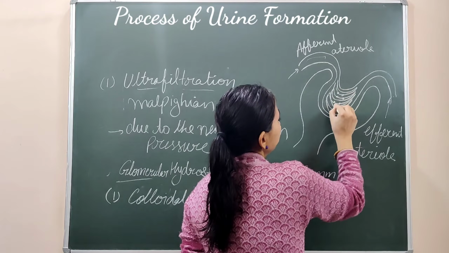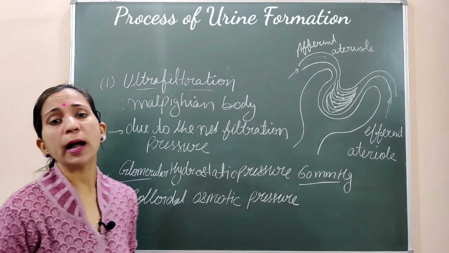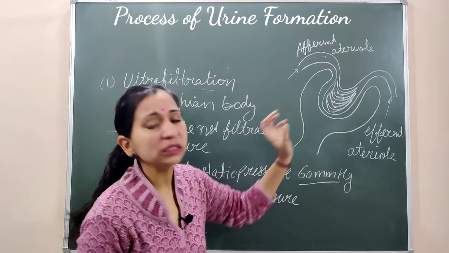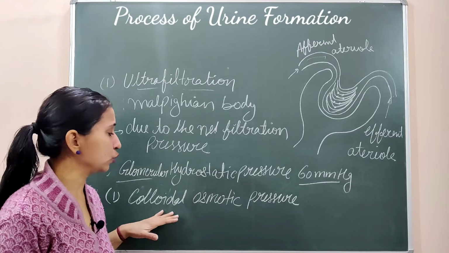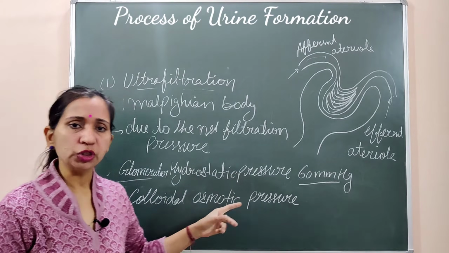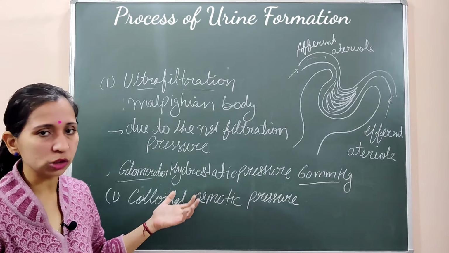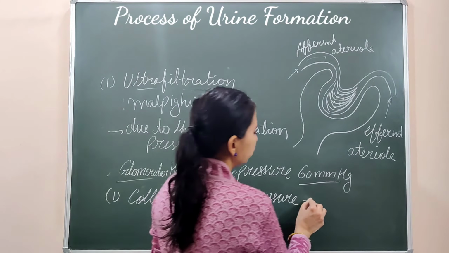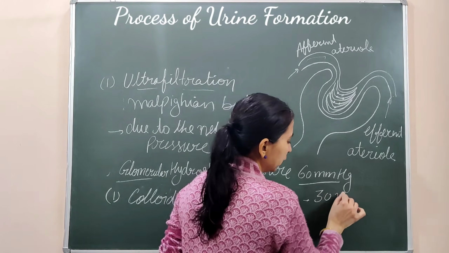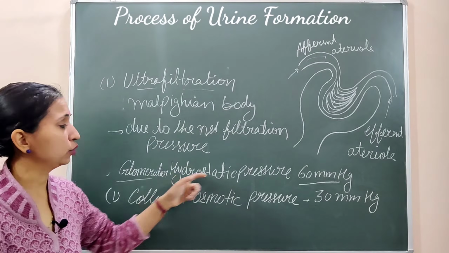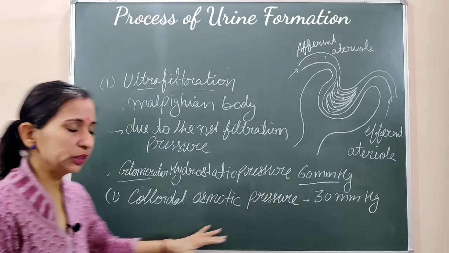The blood has proteins, and mainly we are talking about the albumin protein. The albumin protein present in the blood plasma creates a pressure known as colloidal osmotic pressure. This pressure resists the glomerular hydrostatic pressure. It works against it. The amount of this pressure, let me write it here, is 30 mm Hg. This is the one pressure which is resisting.